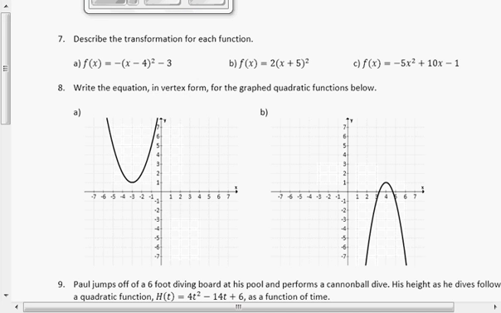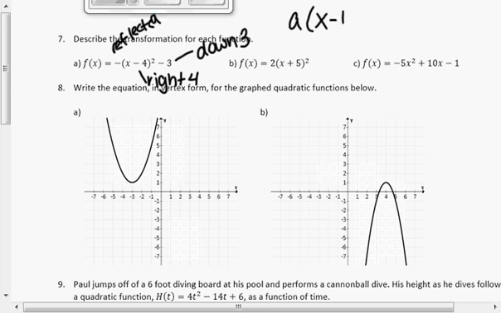Then it says describe the transformations for each function. So let's look at A. It's reflected because of the negative. It's going right 4. Remember, you do the opposite of what it looks like. And then down 3. Remember, it's a(x minus h) squared, plus k. This is your vertical translation. This is horizontal.